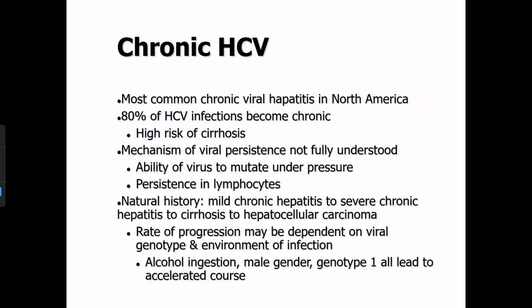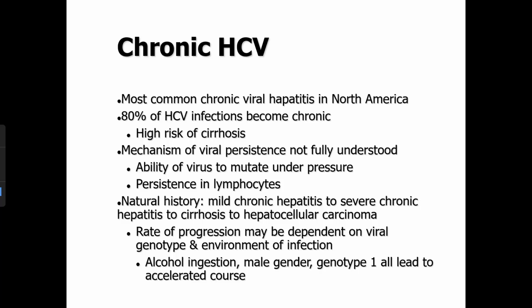Chronic HCV is the most common chronic viral hepatitis in North America. 80% of HCV infections become chronic. High risk of cirrhosis. The mechanism of viral persistence is not fully understood. The ability of the virus to mutate under pressure. Persistence in lymphocytes is also an issue. Mild chronic hepatitis to severe chronic hepatitis to cirrhosis and then to hepatocellular carcinoma.